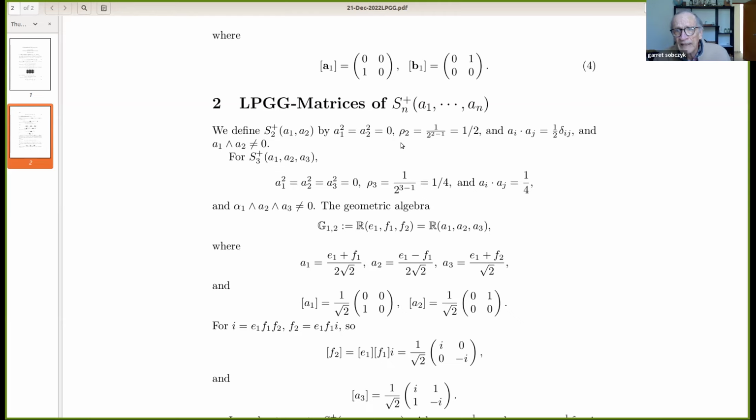We also define this new constant, which I call rho 2 in this case, because we have two null vectors, A1 and A2. They have square zero, and I define rho 2 to be the constant 1 over 2 to the 2 minus 1. So again, that's just 1/2.